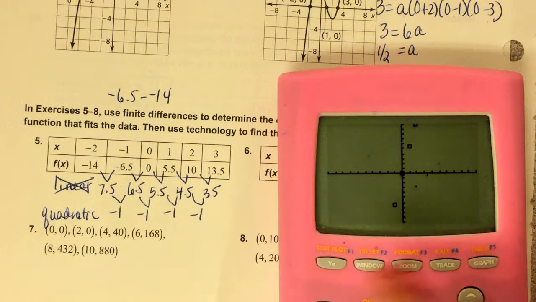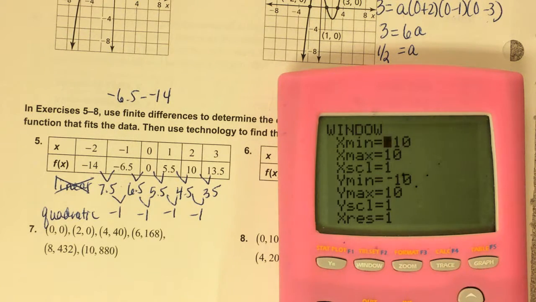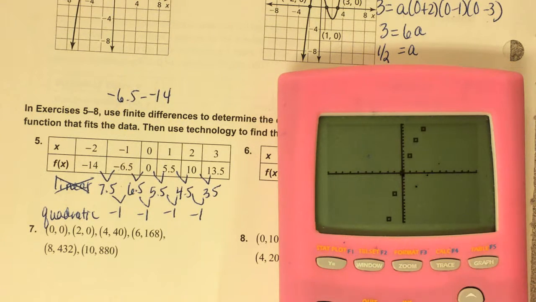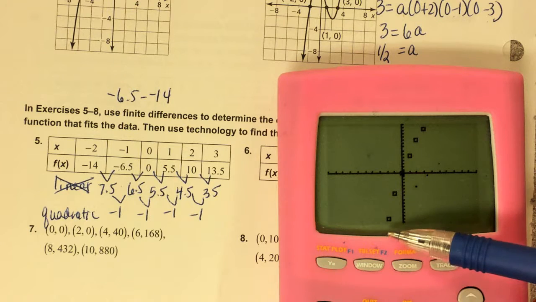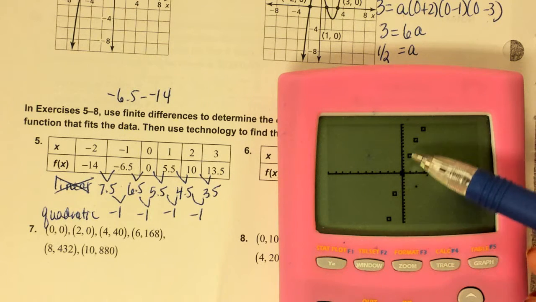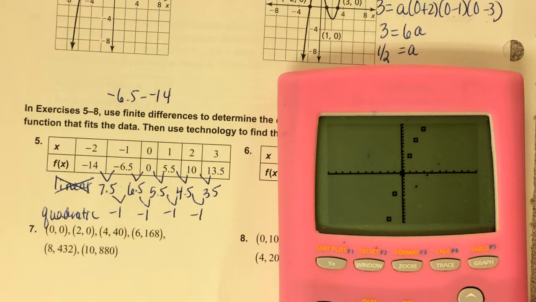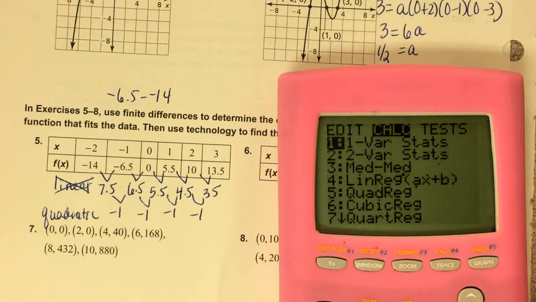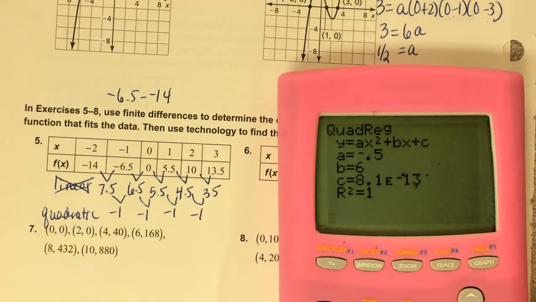There are some of my points. I may not be able to see all of them because the window's fine for the x's, but the y's go from like negative 14 up to 13.5. So I'm just going to make my window like that. There are my points. So this should be a quadratic that goes through it. It kind of almost looks linear, but it's not quite. So we're going to go to Stat, Calculate, Quadratic Regression, enter again.